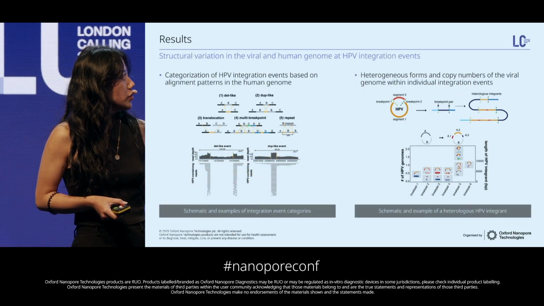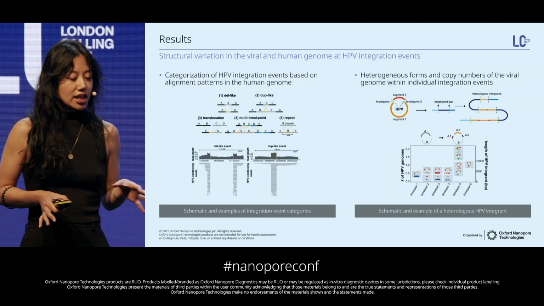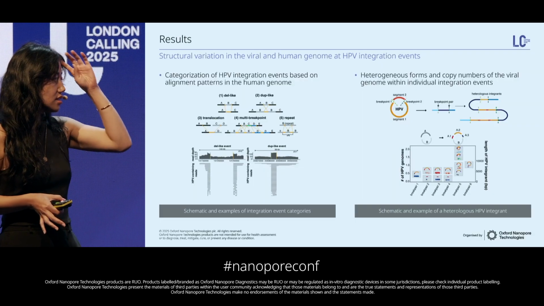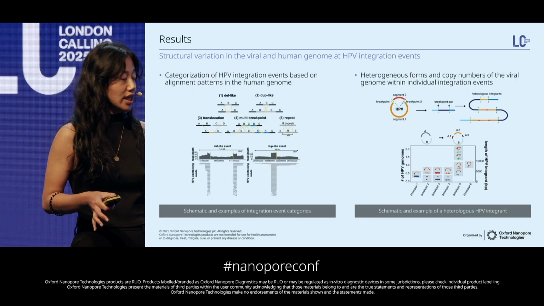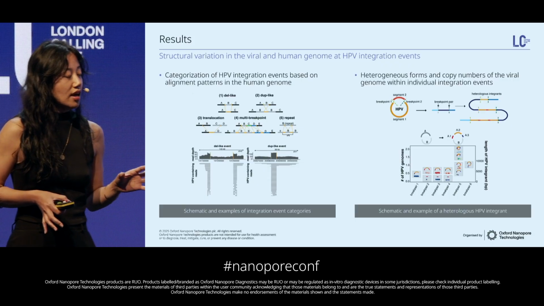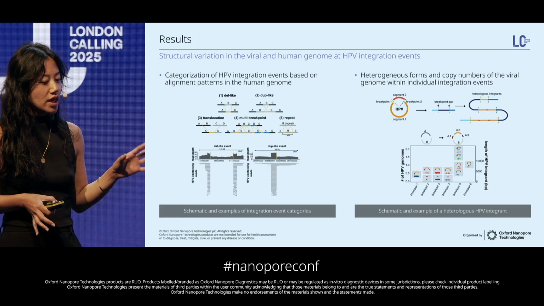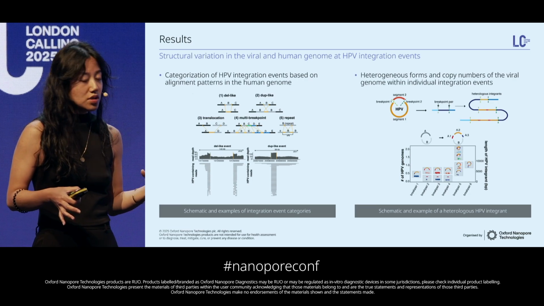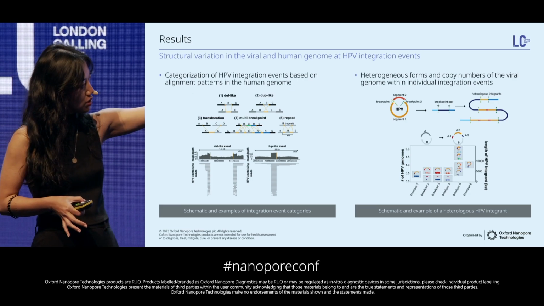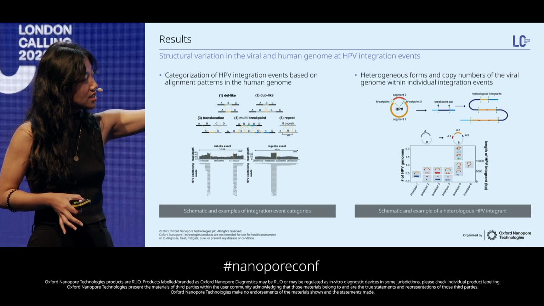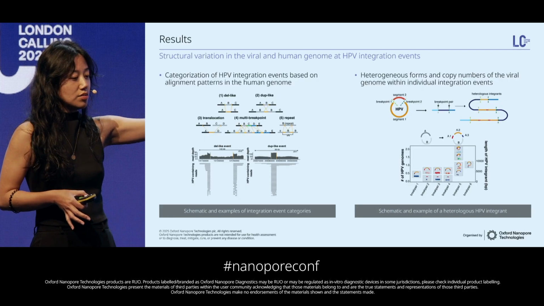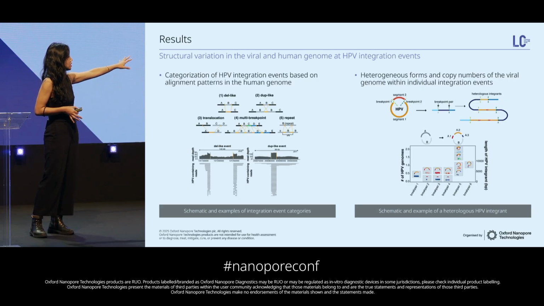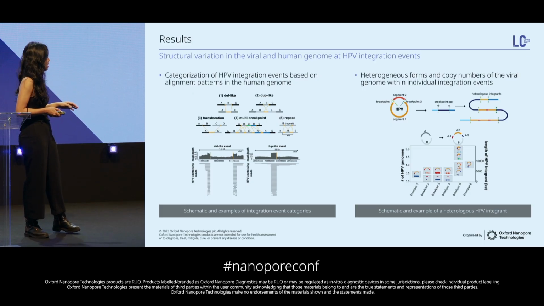So using long reads, we were able to identify 6 different categories of HPV integration events, which we characterized based on their alignment patterns in the human genome. And the long reads also enabled us to resolve heterogeneous forms and copy numbers of the viral genome within individual integration events, with one example being shown on the lower left. So this is a single HPV integration event in the human genome, and you can see that there are various different configurations of the viral genome within this one integration event.